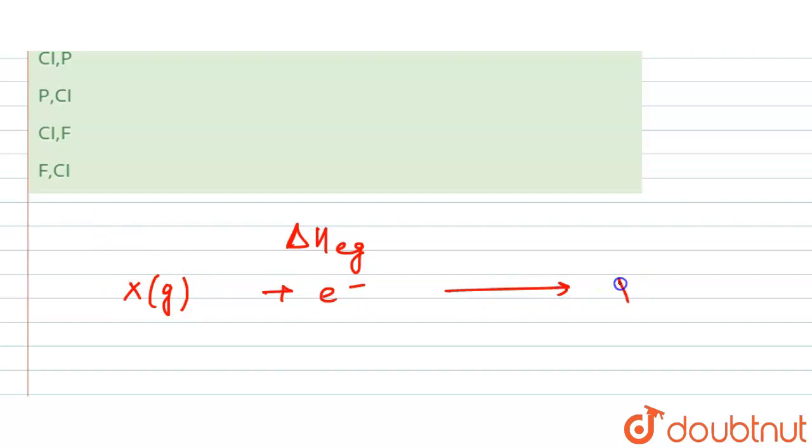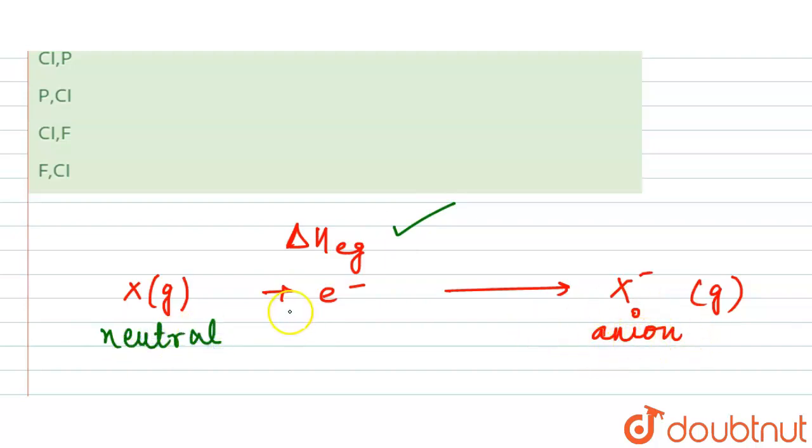If we talk about electron gain enthalpy, this is the representation. Suppose we have one neutral gaseous atom, it accepts an electron and forms the anion. The energy released when a neutral gaseous atom accepts an extra electron to form the gaseous anion is our electron gain enthalpy, right?